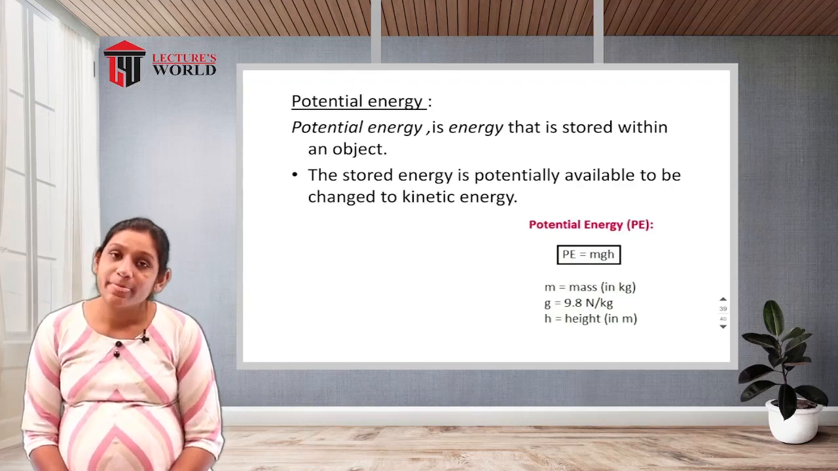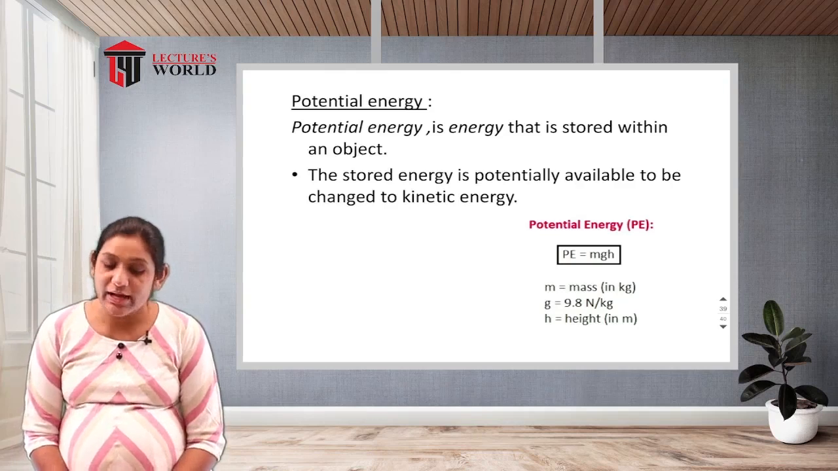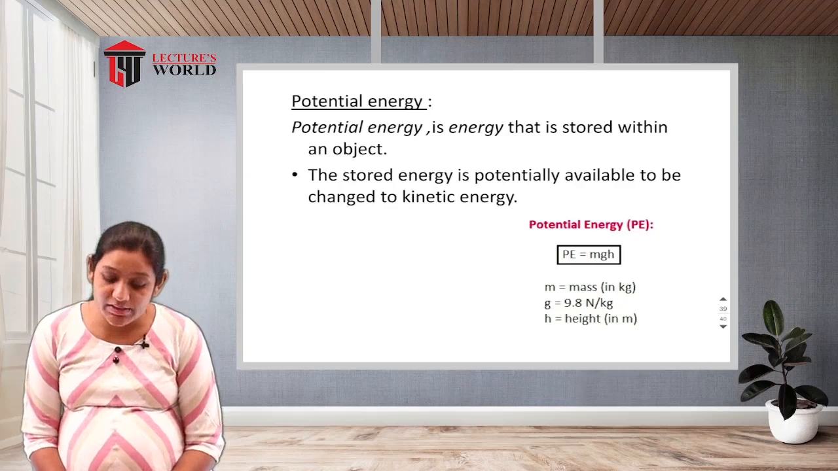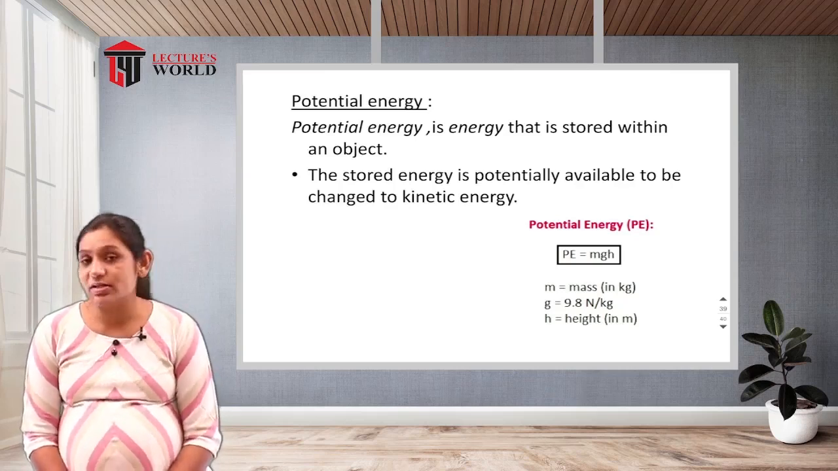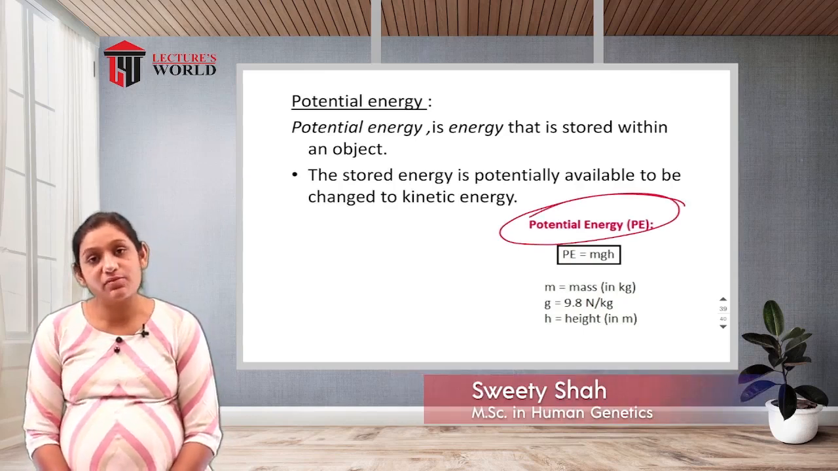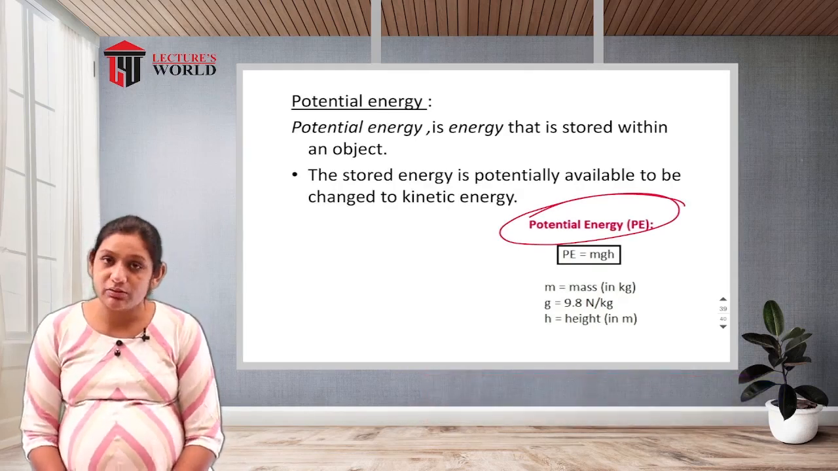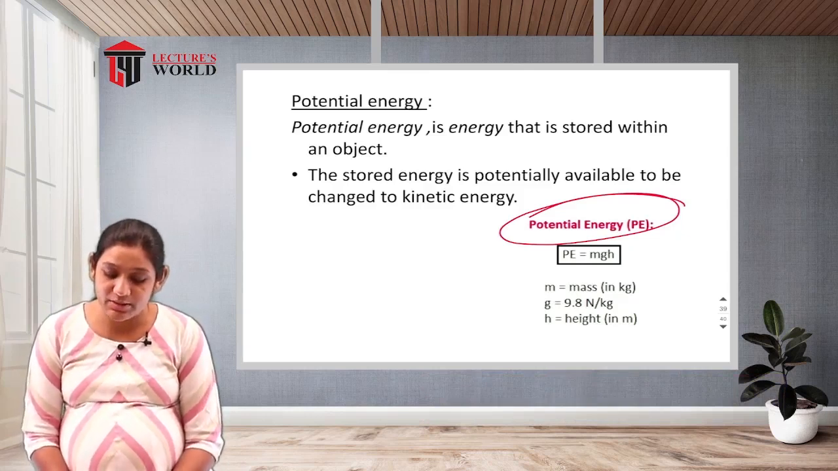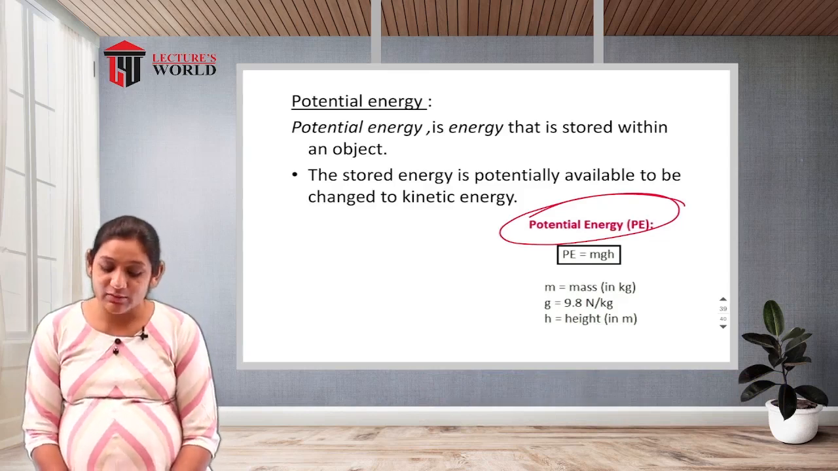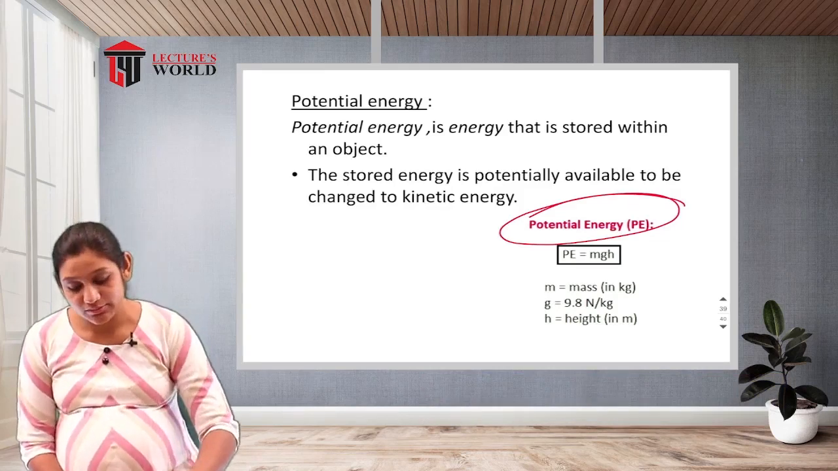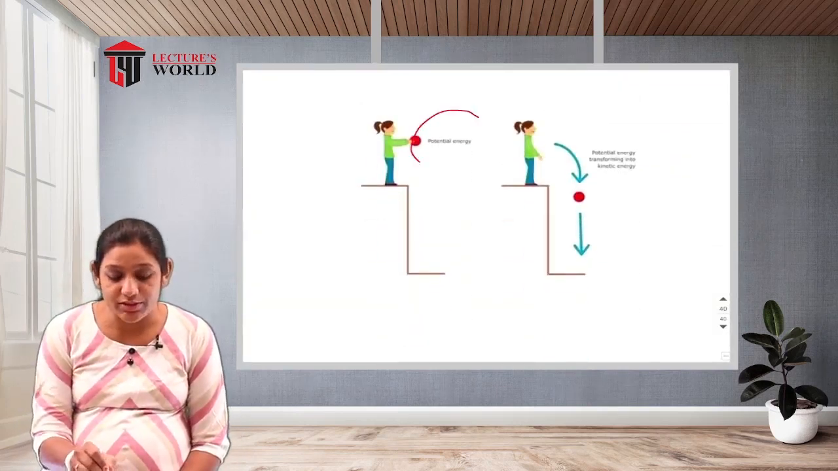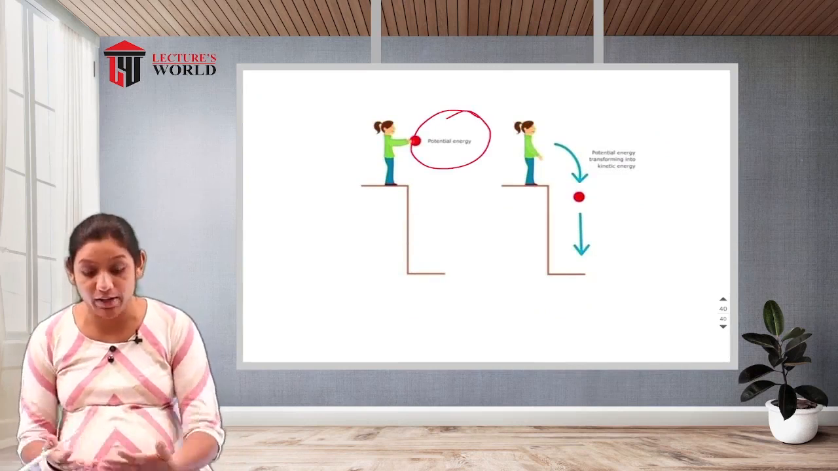The potential energy PE is equal to mgh, where m is mass in kg, g is equal to 9.8 N per kg, and h is height in meters. This is the potential energy factor. Okay, so here this is the potential energy, whatever type of potential energy is applied over there.